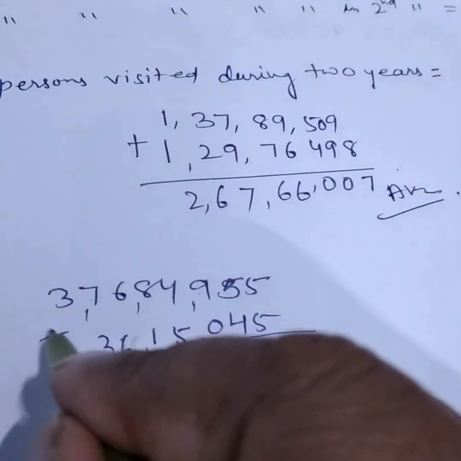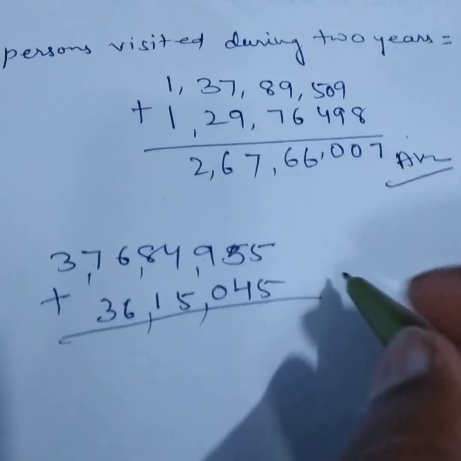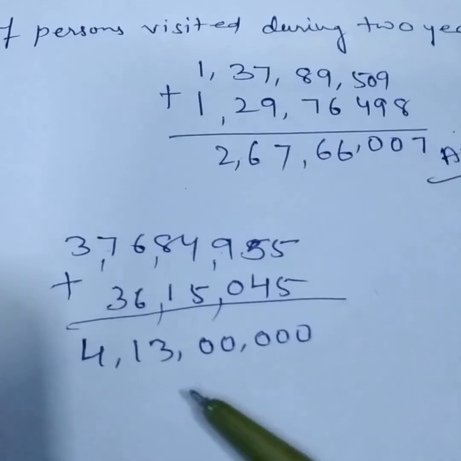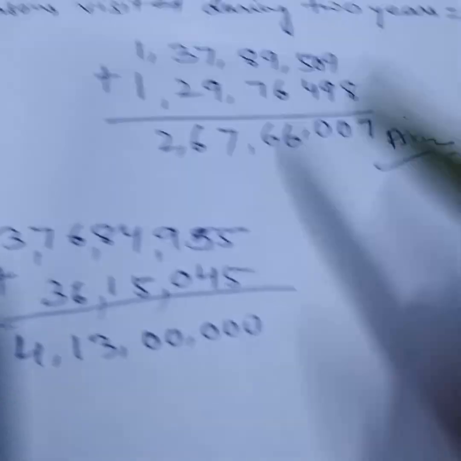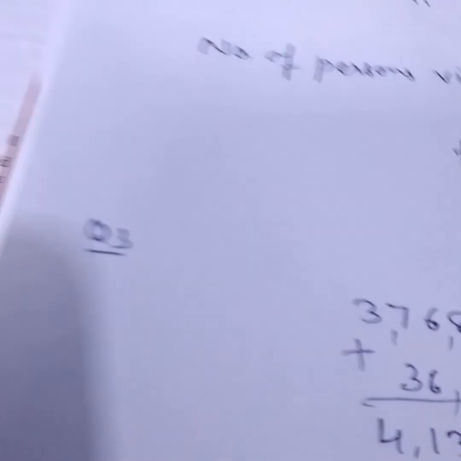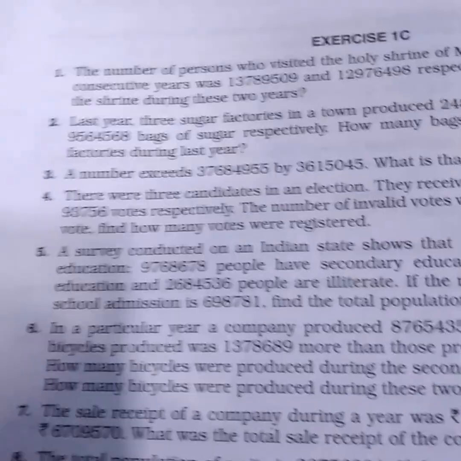The addition we have to do in this question, children. So what will be the answer? It is 4,13 lakh. This one is the answer of question number 3.